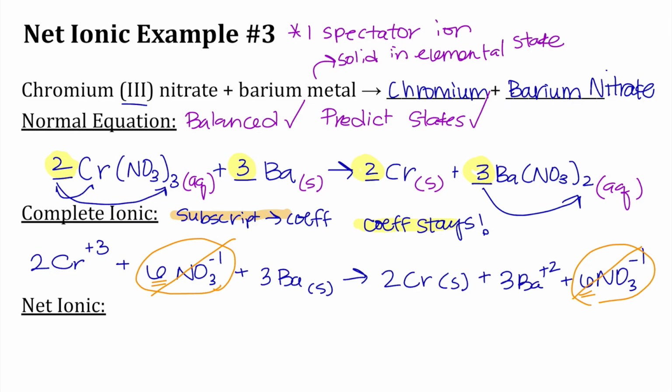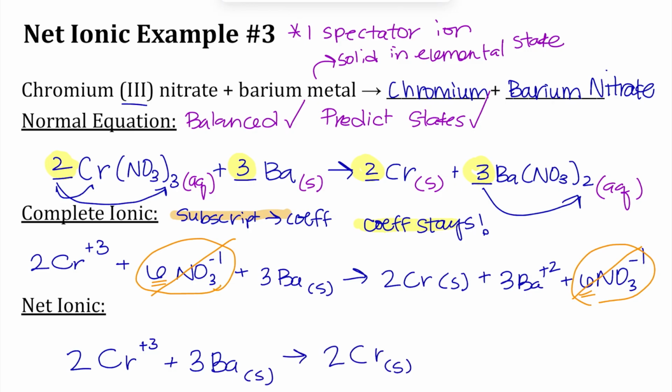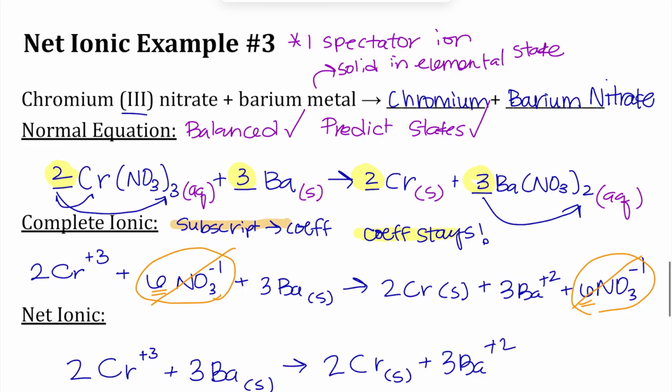And what we're left with then is everything that does not cancel from our complete ionic equation. So we're going to have 2 chromium plus 3s plus 3 neutral bariums, which are solid. And then we have our 2 chromium solids on the other side plus our 3 barium plus 2s. I don't have us modeling this one, but we would model it the exact same way we had previously.